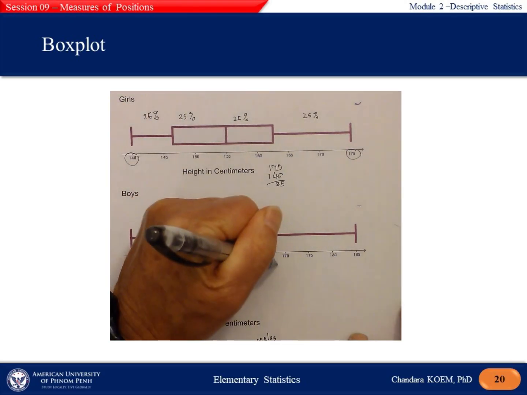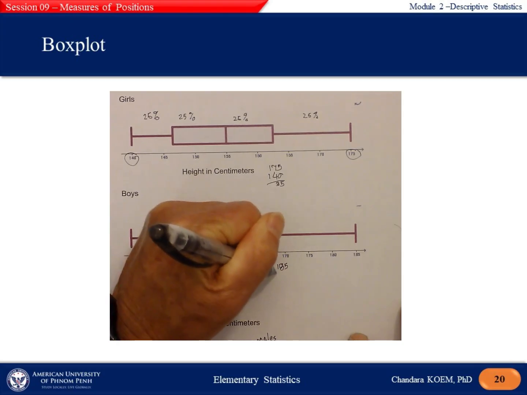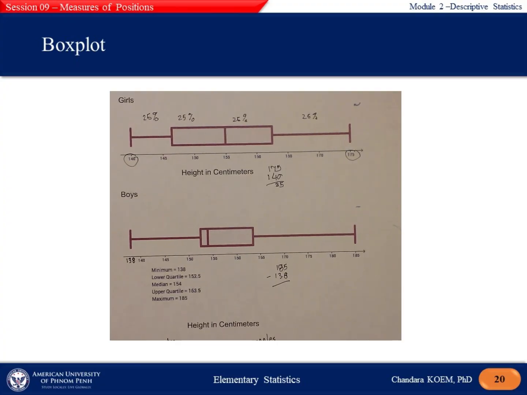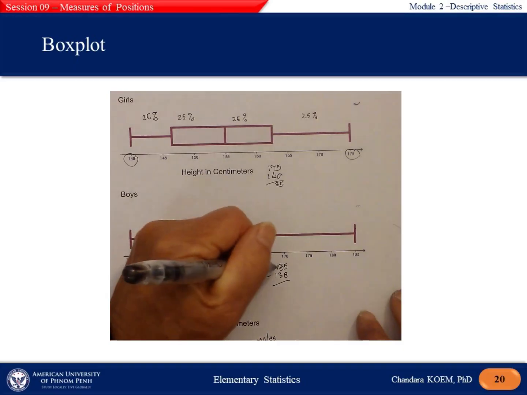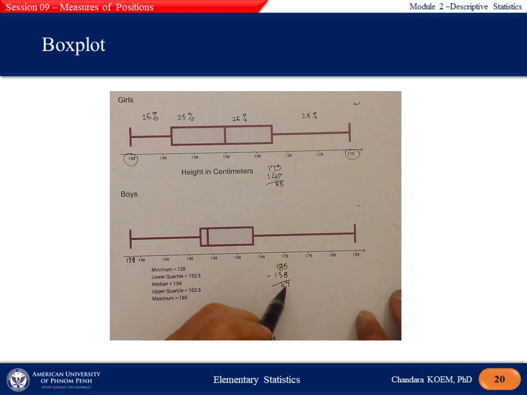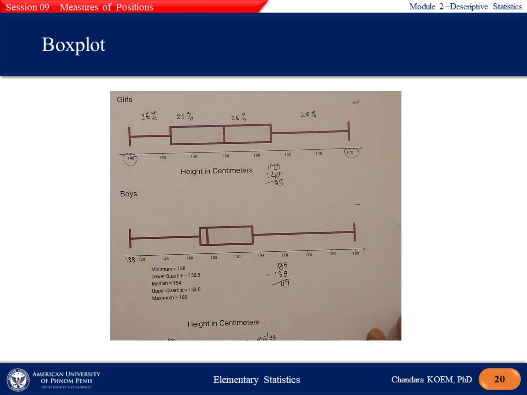And the boys is 185 minus 138, which is 47. So their range is 47, which means the boys have the greatest variety. So the males will have the greatest variety. In other words, if you put the students in a line, the males have the smallest and then the tallest, just the most variety.